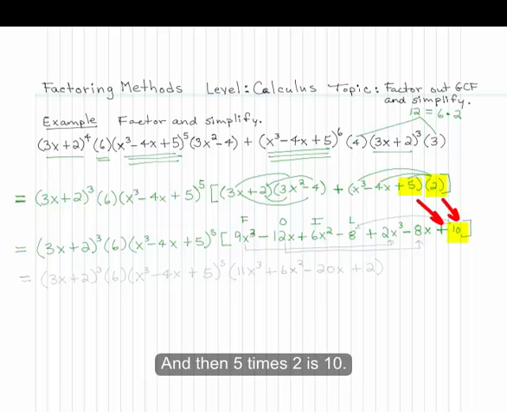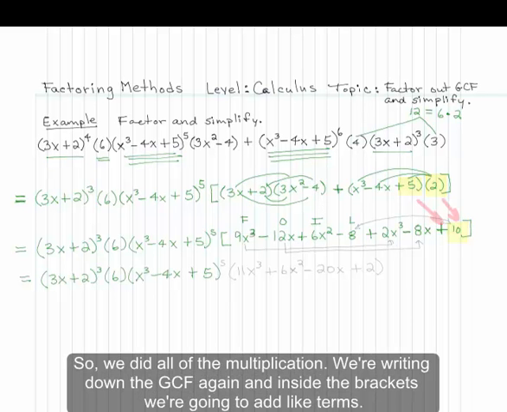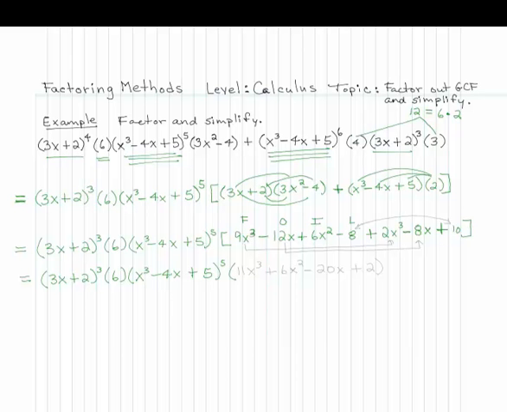So we did all the multiplication. We're writing down the GCF again, and inside the brackets we're going to add like terms. And I just realized I made a mistake. Hopefully you caught that. The first should have been 3x times 3x squared, which is not 9x squared, it is 9x cubed. If you caught that, give yourself a bonus point.